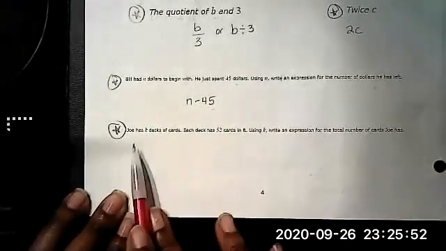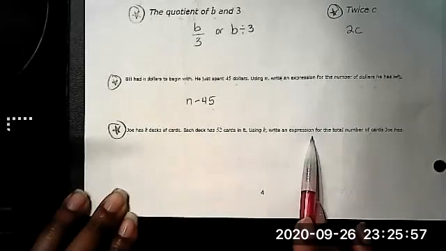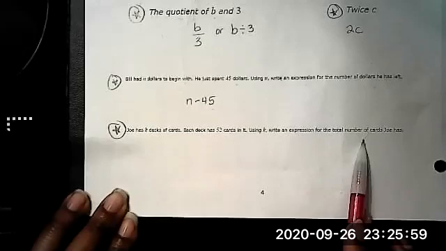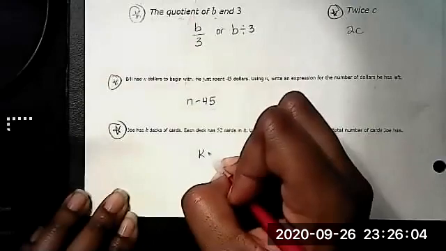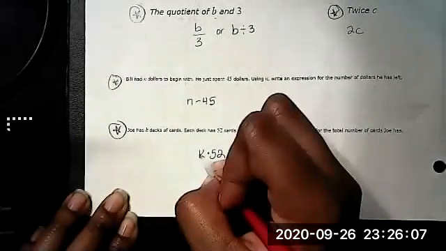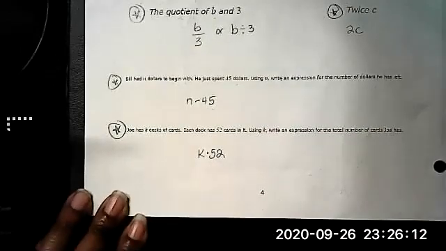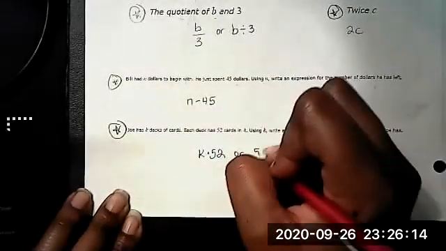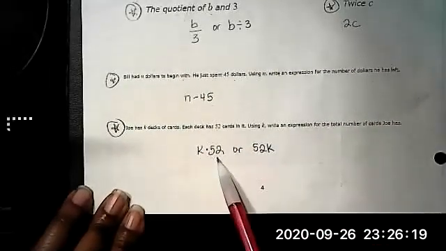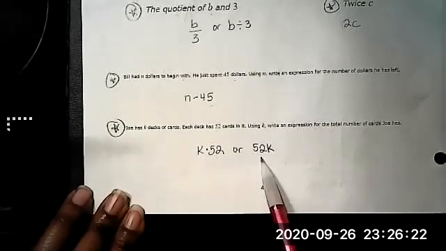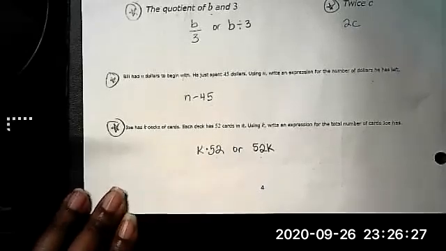Same thing, write the expression. Joe has K decks of cards. Each deck has 52 cards in it. Using K, write the expression for the total number of cards Joe has. So he has K decks, and there are 52 cards in each. So if you do 52K or K times 52, that'll give you the total number of cards. It can go like that. If you do K times 52, that'll still give you the same answer, or 52K. That is also fine. That is going to be the algebraic expression for that.